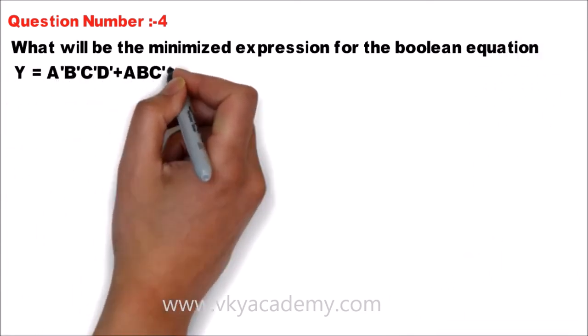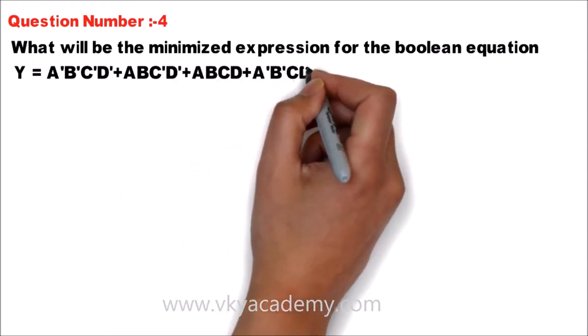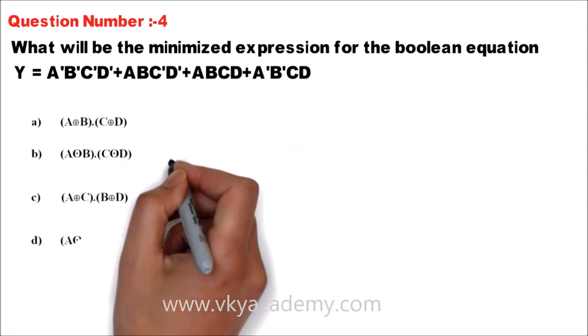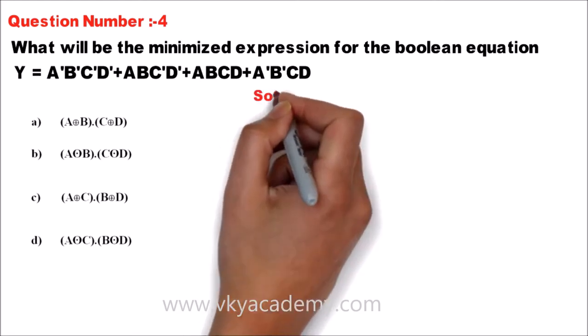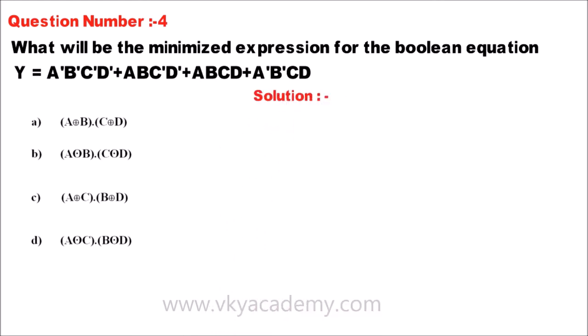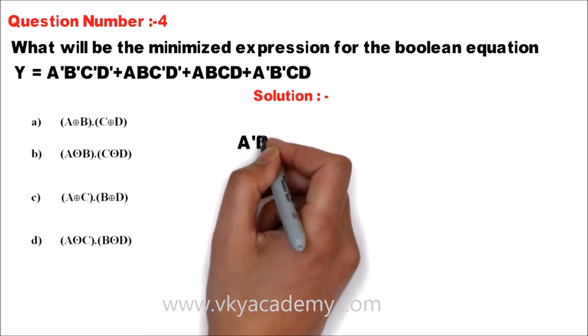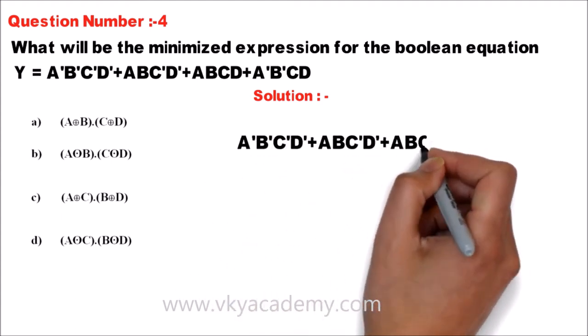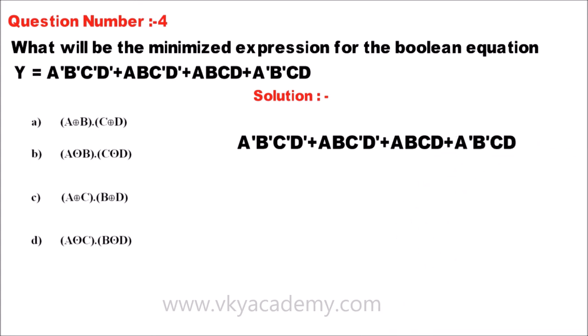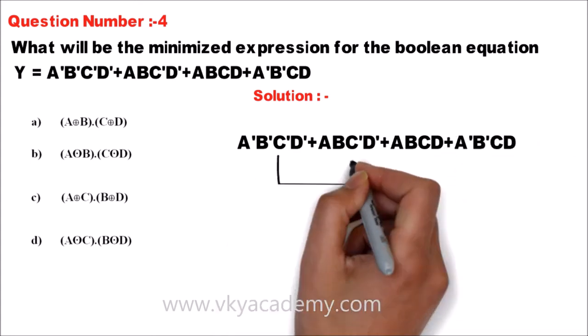The function is a bar b bar c bar d bar plus a b c bar d bar plus a b c d plus a bar b bar c d. And these are the options: a XOR b dot c XOR d, a XNOR b dot c XNOR d, a XOR c dot b XOR d, and the last one is a XNOR c dot b XNOR d.